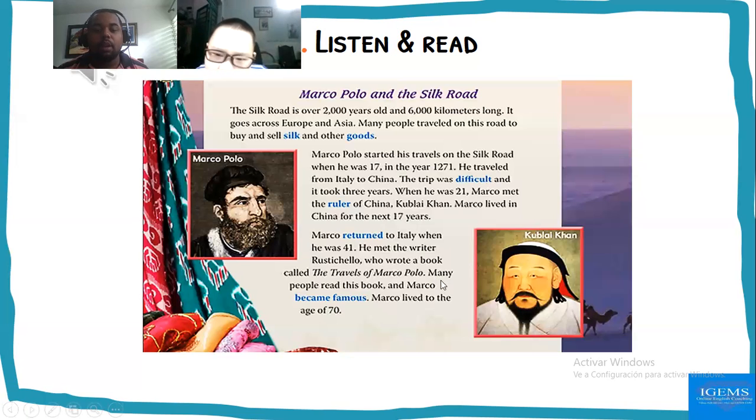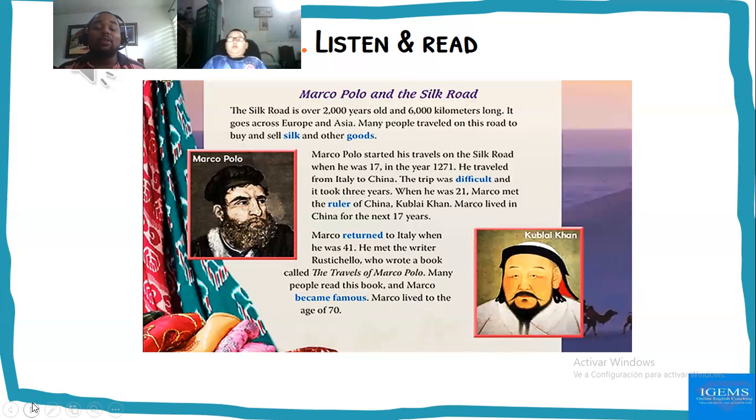What? This part, many people read this book and Marco became famous. And then next part, Marco lived to the age of 70. That's right. Well done.